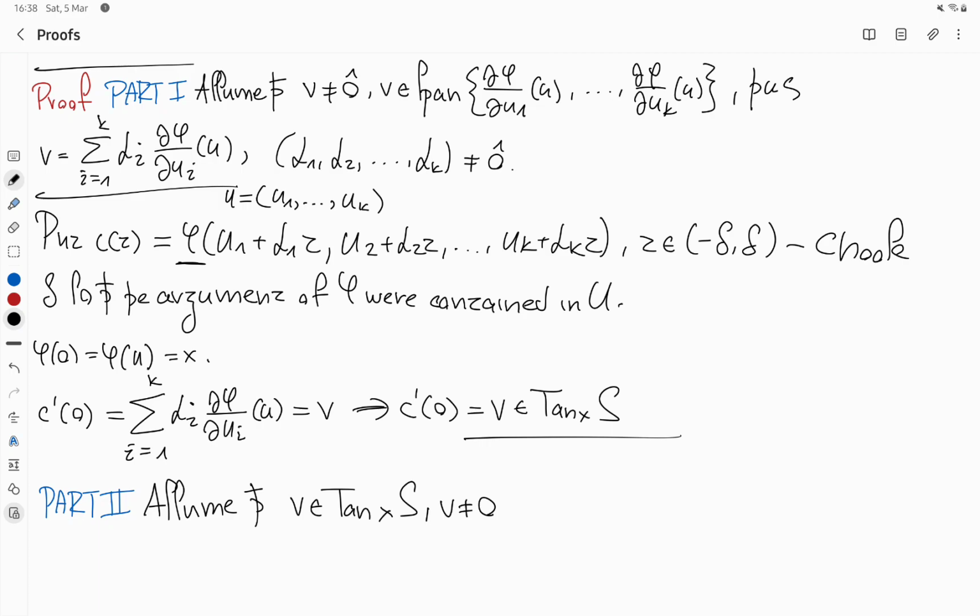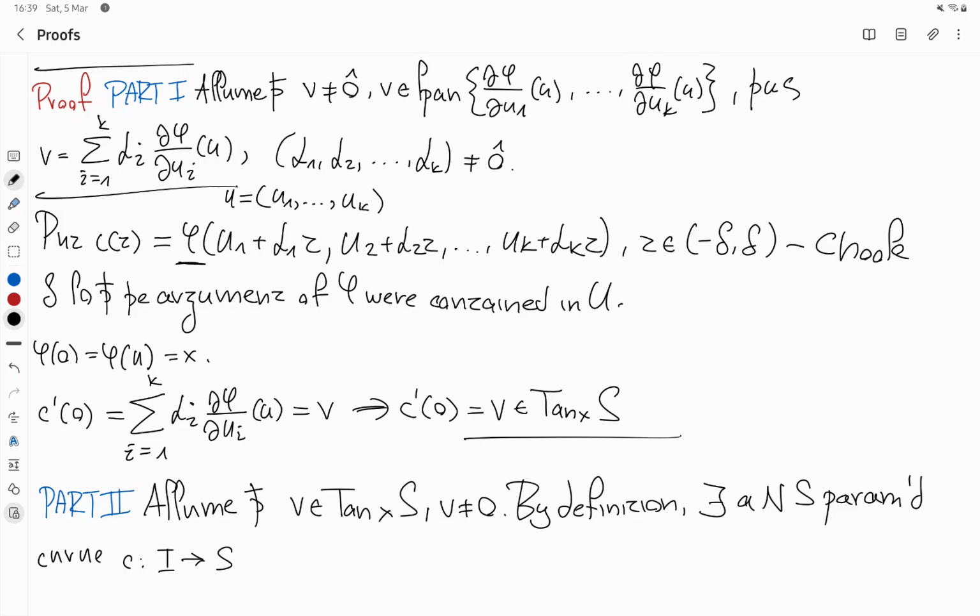And we will show that it is in the span of the partial derivatives of phi at u, right? So how are we going to do it? Well, that's not that difficult, because by definition there exists a non-singular parameterized curve C, which maps some interval I, a subset of the real number line, onto the surface S. We also have some point t0 in I, such that C at t0 is equal to x, right? And this is the important bit: C prime, the derivative of C at t0, is equal to V.